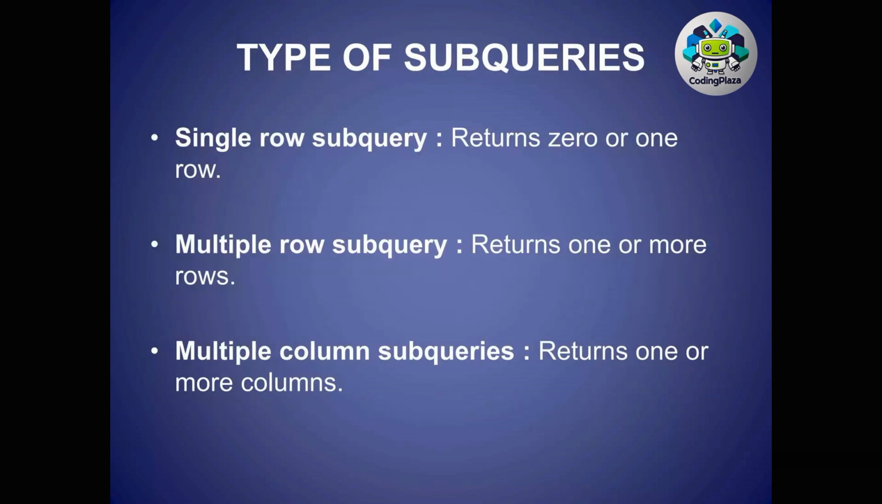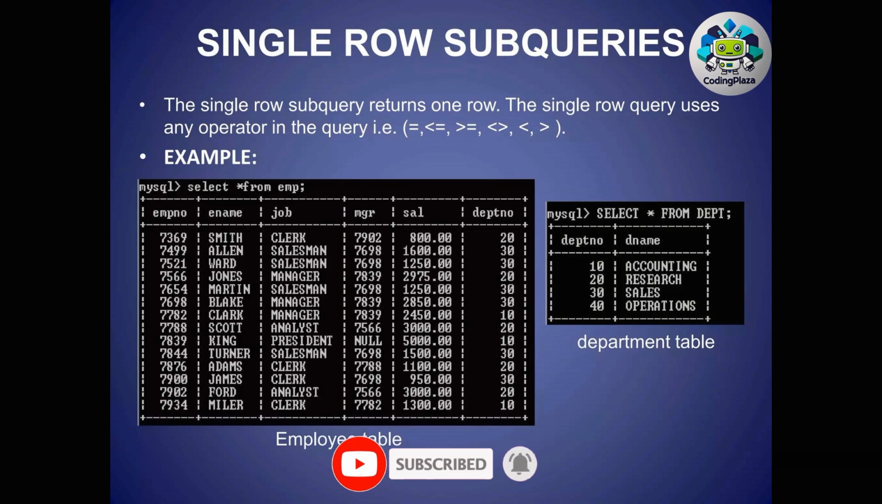There are different types of subqueries: single-row subquery, multiple-row subquery, and multiple-column subquery. A single-row subquery returns 0 or 1 rows, a multiple-row subquery returns 1 or more rows, and a multiple-column subquery returns 1 or more columns. A multi-column subquery has to be written somewhat carefully in set queries; in future videos I will explain more about the subquery series. Now, the single-row subquery.